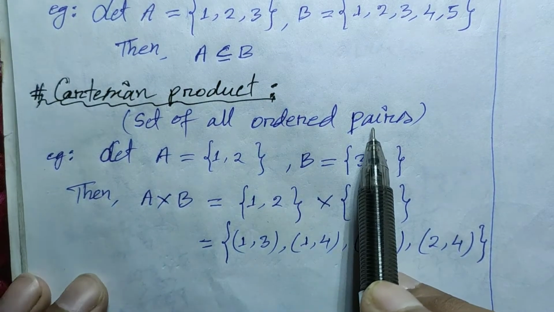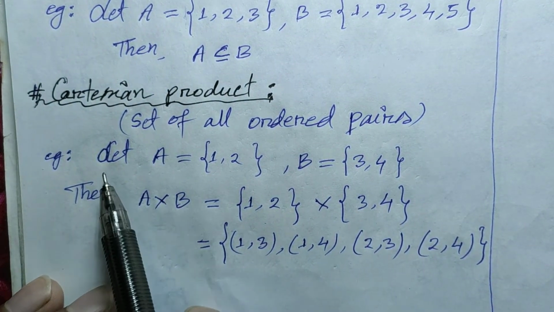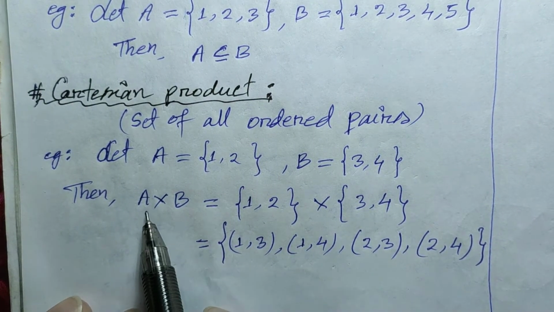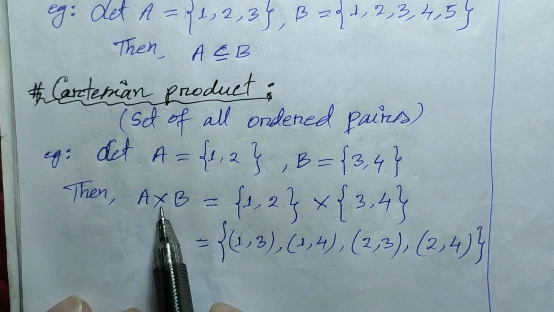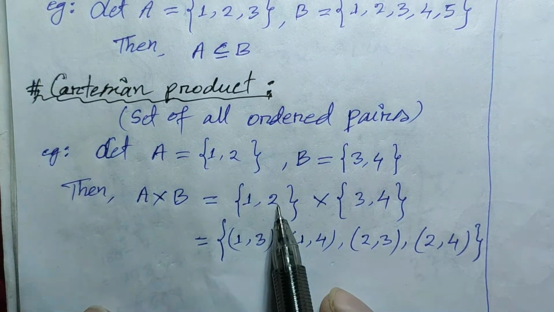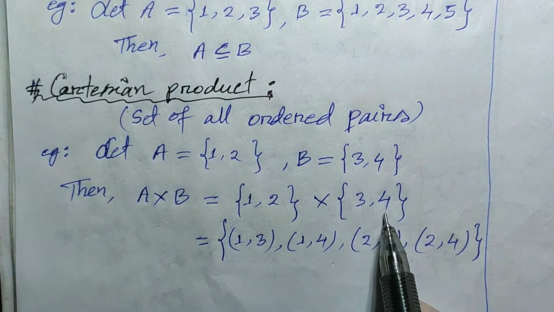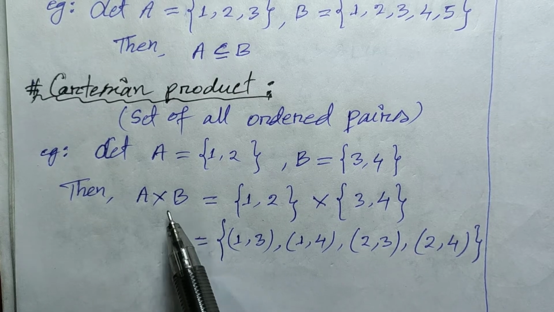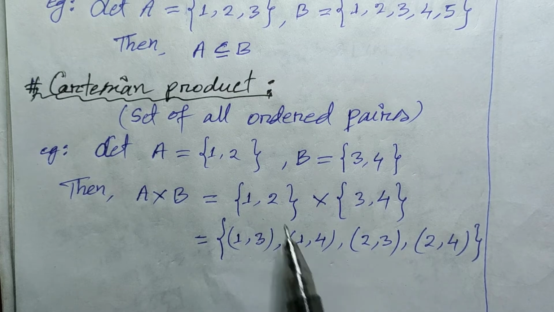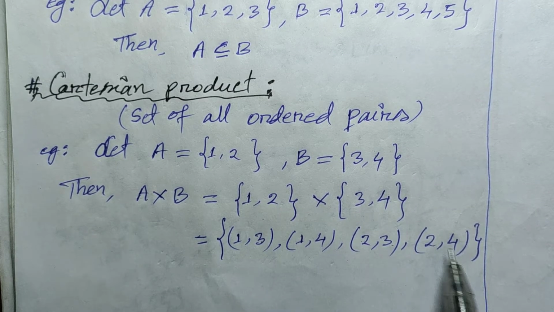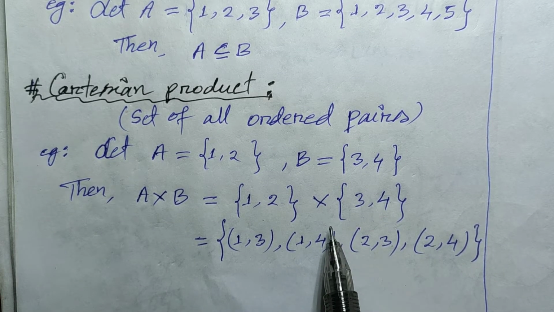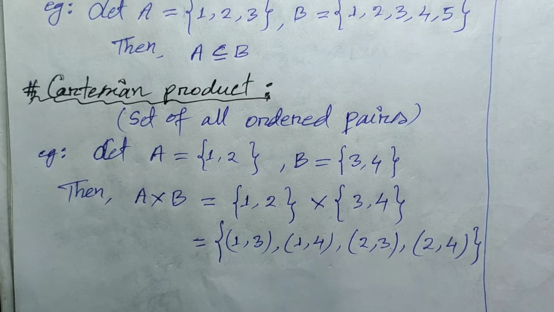Then what is Cartesian product? The set of all ordered pairs is called the Cartesian product. For example, let A is equal to {1, 2} and set B is equal to {3, 4}. If we want to find A cross B, that means the Cartesian product, read as A cross B, then A is {1, 2} cross B is {3, 4}. Then A cross B is (1, 3), (1, 4), (2, 3), (2, 4). These are all the ordered pairs. This is called the Cartesian product. I hope you understand.